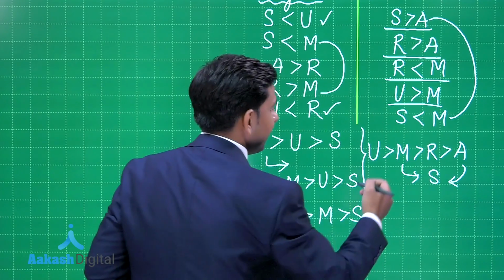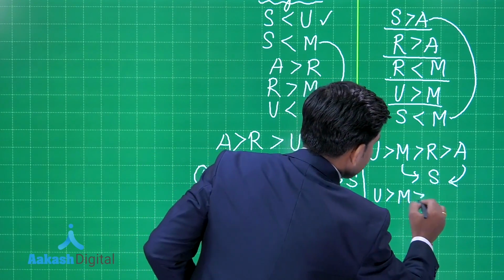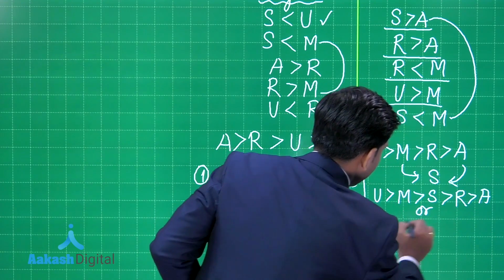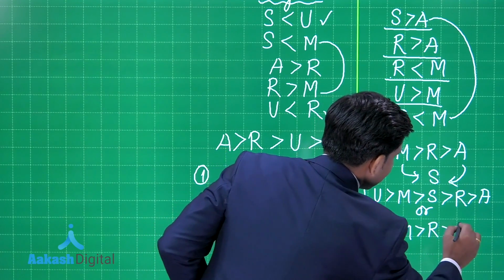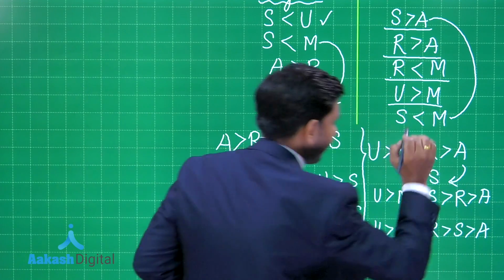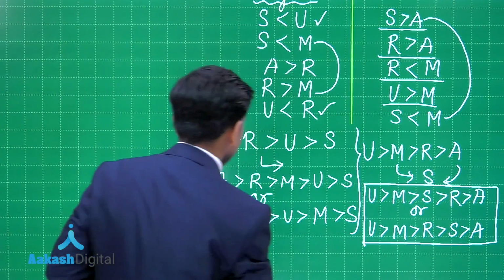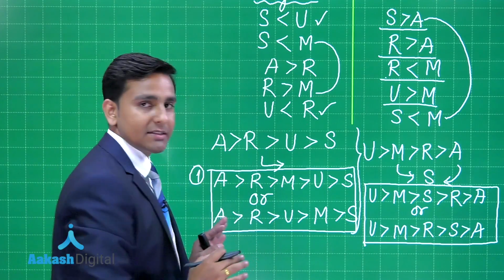So again we arrived at two conclusions. First, U is greater than M is greater than S is greater than R is greater than A, or U is greater than M is greater than R is greater than S, which is greater than A. So these two are the possibilities for mathematics, and these two are the possibilities for English.